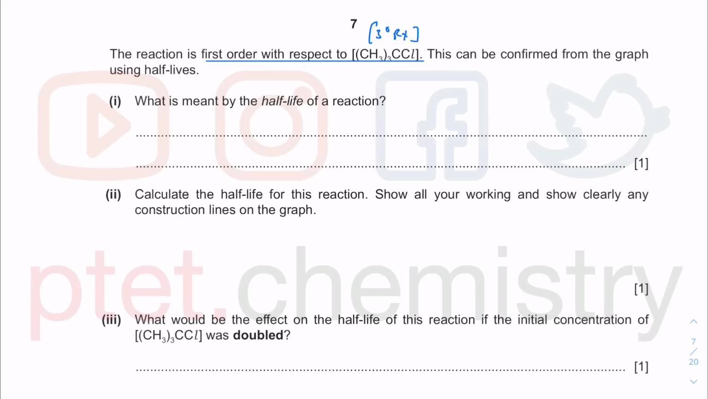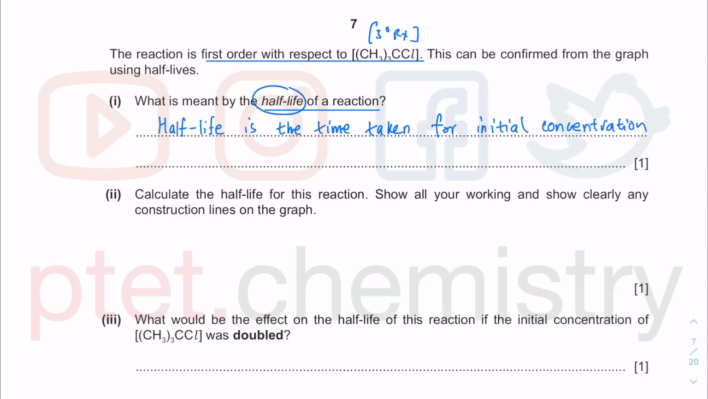So to get first order from the graph, what is meant by half-life? They want half-life. I did talk about it earlier. They didn't want the order, they want the half-life. So half-life is the time taken for the initial concentration to fall to half its value.